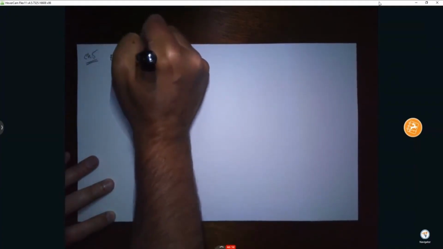So this is chapter 5. I believe all the ones that I have selected at the moment are out of the back of the book. So this one's number 18.